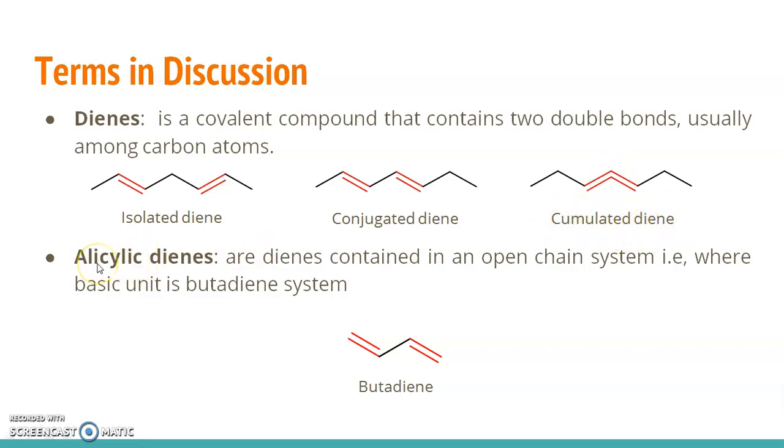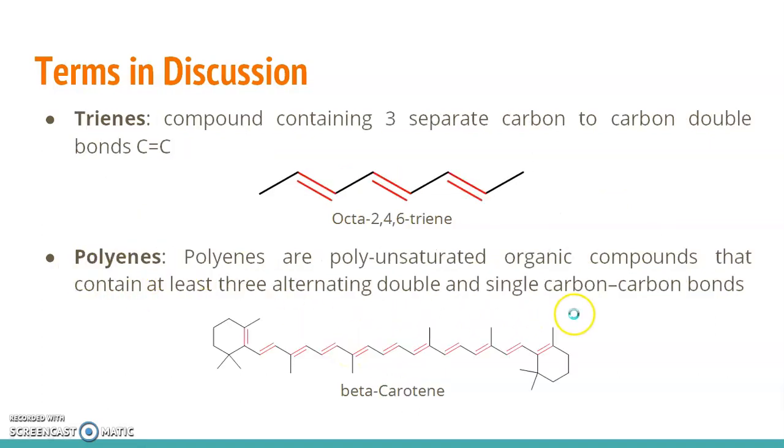Coming to another term which we come across quite frequently in this discussion, that is acyclic dienes. These are the dienes contained in an open chain system, where the basic unit is butadiene. You can see the two double bonds are involved in an open chain system, not in a closed system. We call them acyclic dienes.